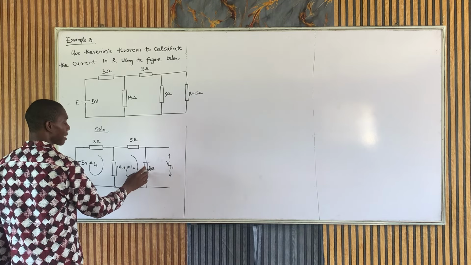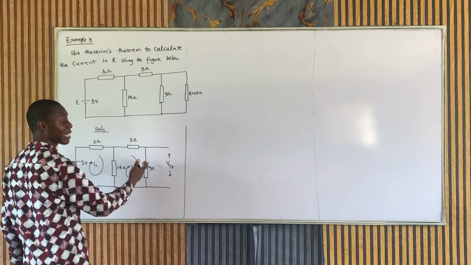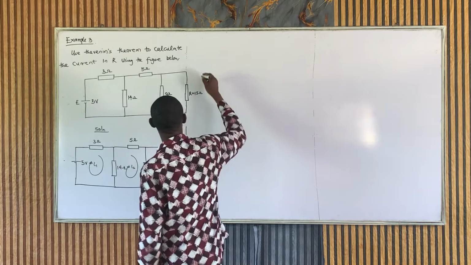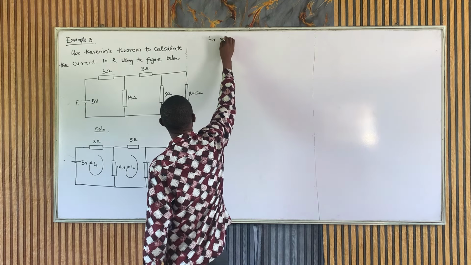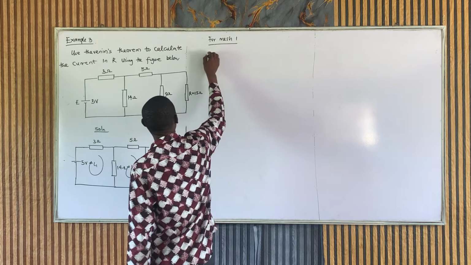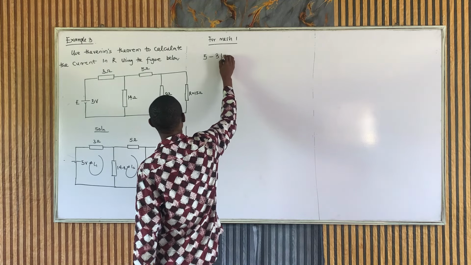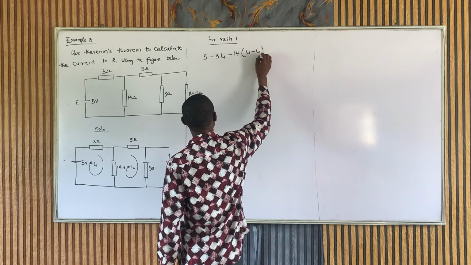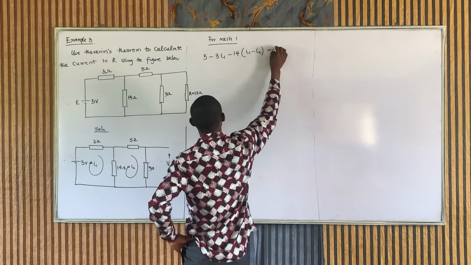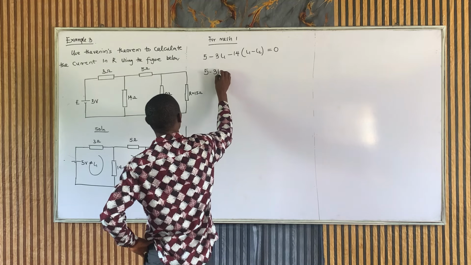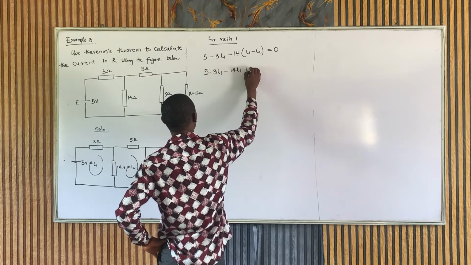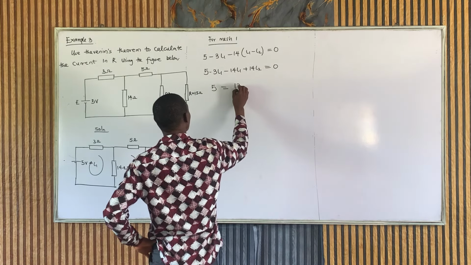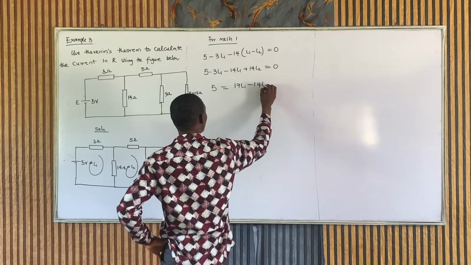I just want to get the I2. If I get the I2, I've gotten the current flowing through the 9 ohm. Use that current and multiply by this 9, and you will get your VTH. So doing that now, this is simply going to be using mesh. For mesh 1, we are going to have 5 minus 3I1 minus 14 into (I1 minus I2) being equal to 0. Simplifying further gives 5 minus 3I1 minus 14I1 plus 14I2 equal to 0. So this will give us 5 being equal to 17I1 minus 14I2. This is my equation 1.